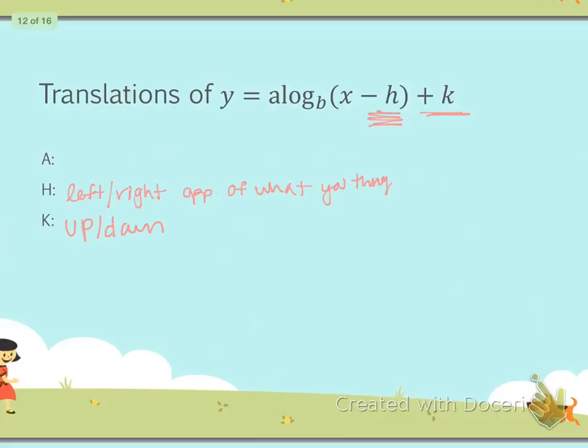My k, or my a in the front, is either going to compress it or stretch it. And if it's a negative a, remember, negative on the outside, you want to keep your x on the outside. It's going to reflect over your x. If this was negative on the inside, it would reflect over y. So the same thing that we've been doing.